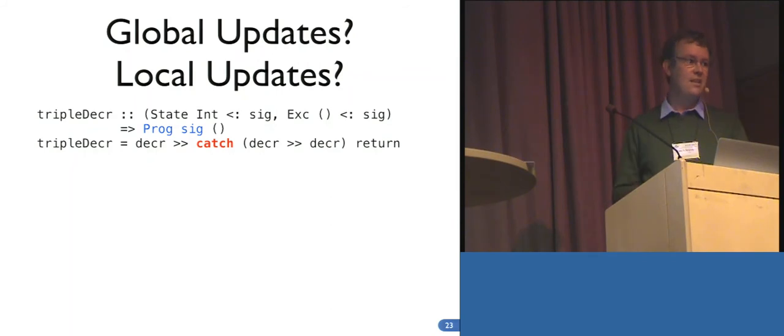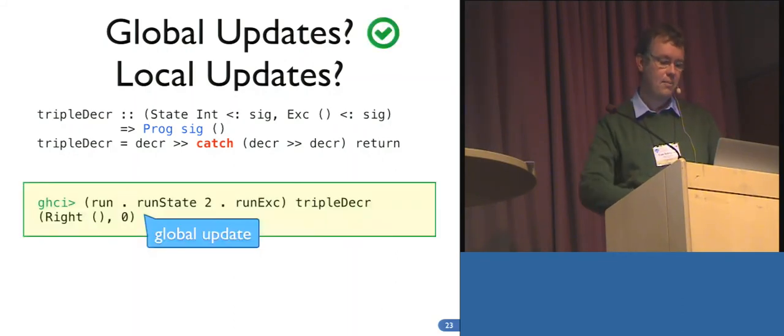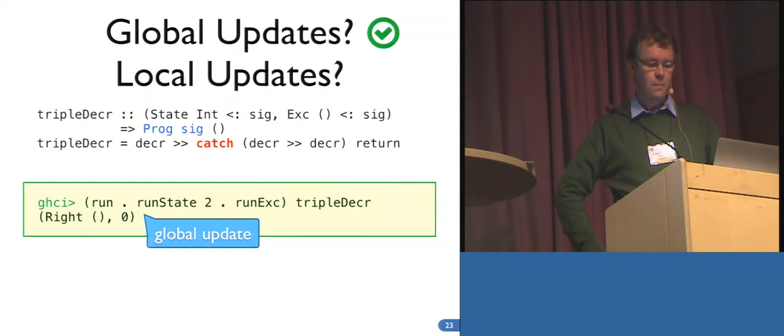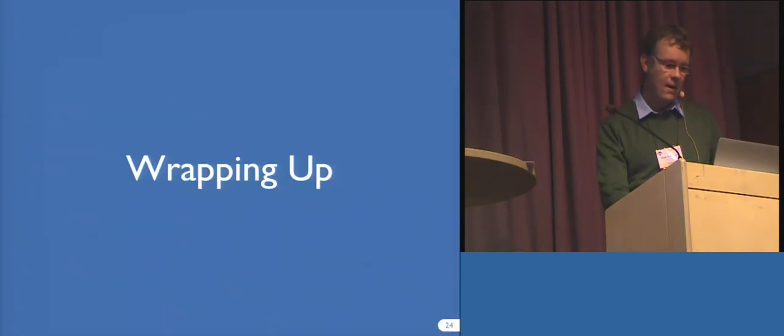And now this program is entirely made up of syntax. There are no handlers in this program. Catch here is going to be expressed as syntax. And all of the semantics is in the handlers. So we can choose our order for the handlers, and we get the global update semantics in one order, and we get the local update semantics in another order. So this is the right approach, where we have recovered the flexibility of choosing the interaction between the state and the exception effect. So this is the way to go.